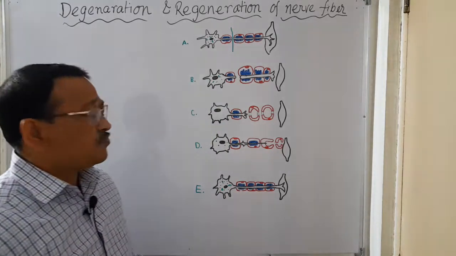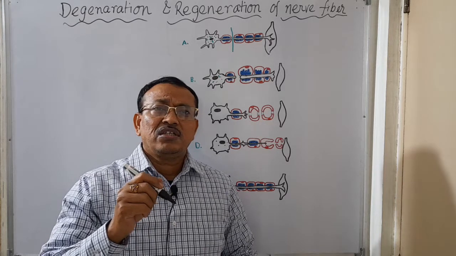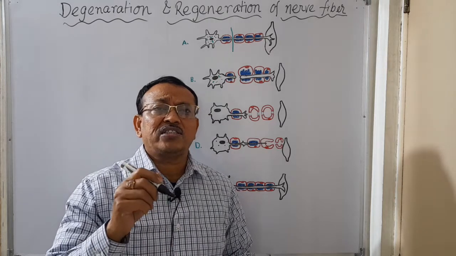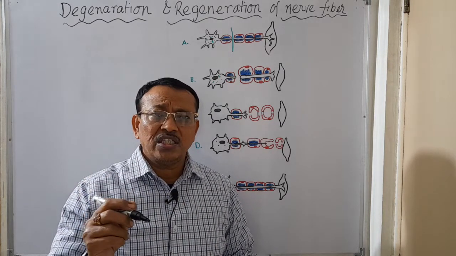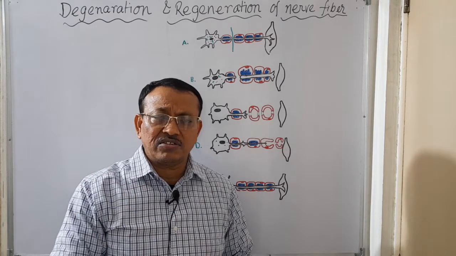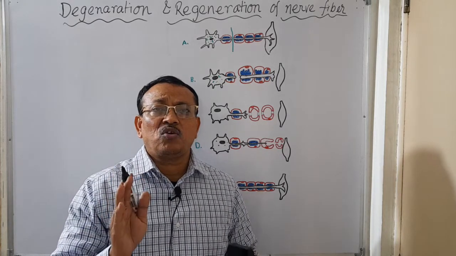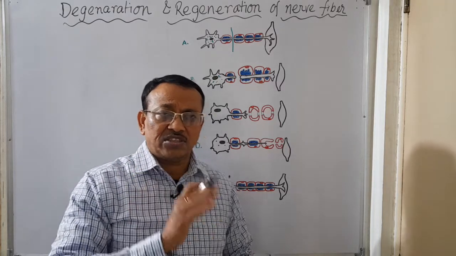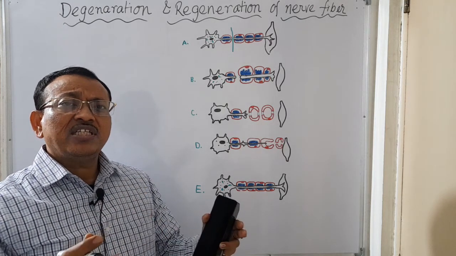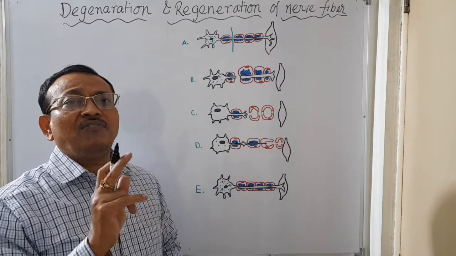So as I told, if a stimulus that has got the damaging intensity is applied on the nerve fiber, or in short, the nerve fiber gets damaged by any external or internal agent, then what happens? That nerve fiber undergoes the degenerative changes. That means the nerve fiber has got some changes in which that particular nerve fiber lost its normal function.